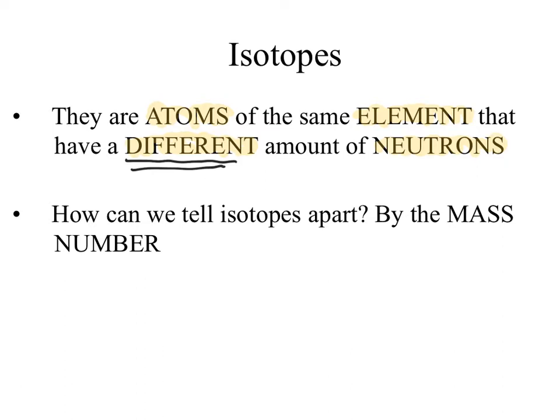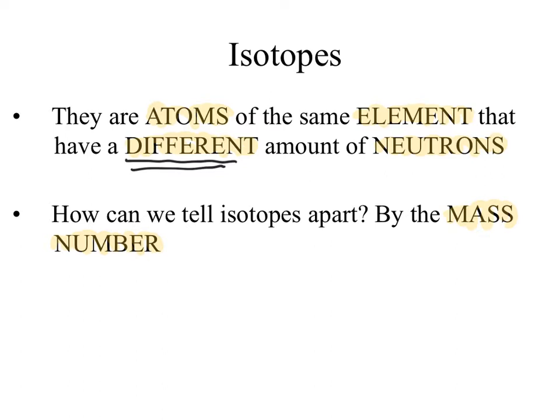Well, now we're finding out that we could have a different amount of neutrons, but yet be the same element. Well, I mean, how is that possible? How could we even figure it out? How could we tell them apart? Simply the mass number. Okay, so elements could have different masses because of different amounts of neutrons.